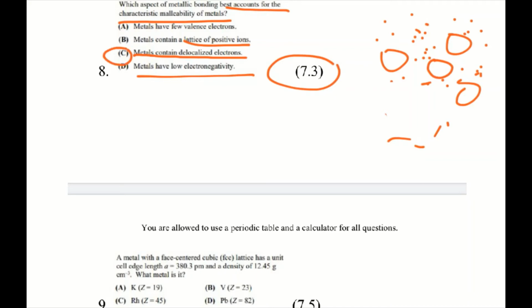So the answer is C, because the sea of electrons is just the sea of delocalized electrons, and delocalized just means that it's not connected to one atom, instead it's spread around everywhere. This makes sense since a sea of electrons just contains electrons that were once part of the atom, but they just move around. So let's look at number 9.